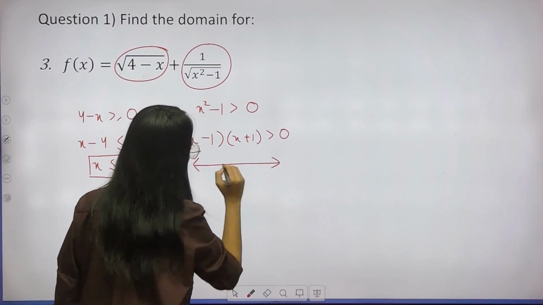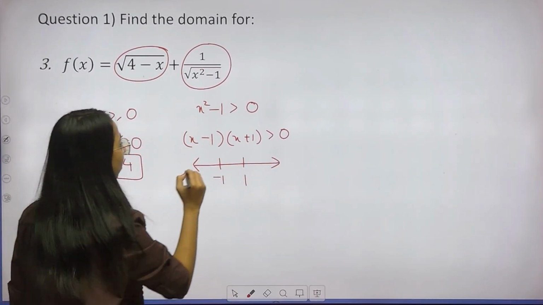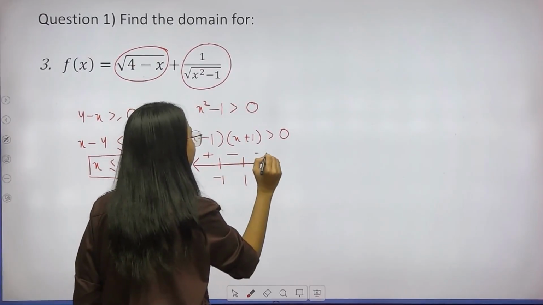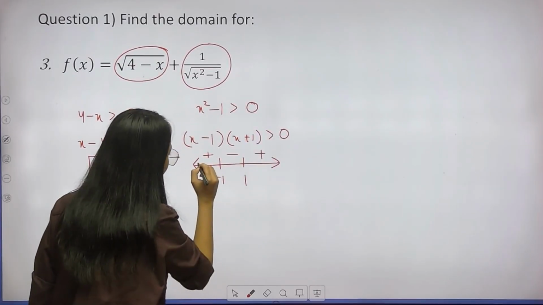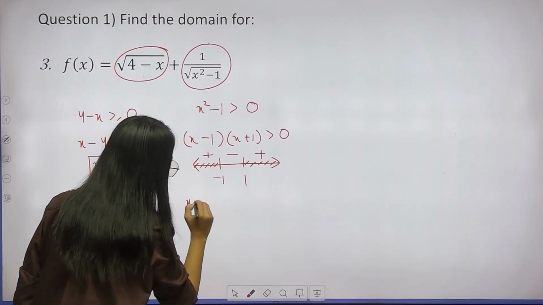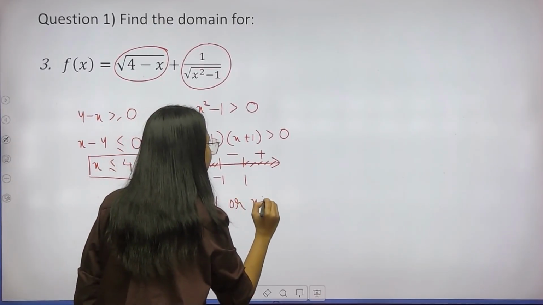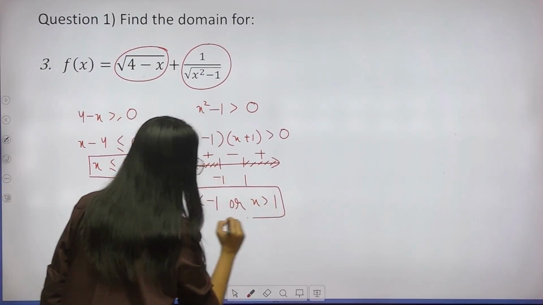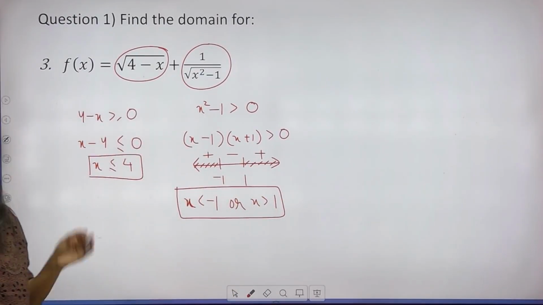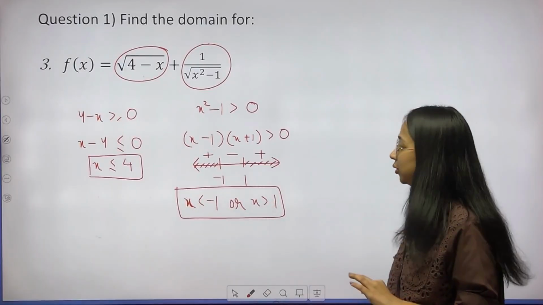Okay. Now we have two critical points, minus 1 and 1. So here we'll get positive, negative and positive. And we need the positive region only. So it is this and this, which makes it x is less than minus 1 or x is greater than 1. Okay. So for the final answer, we'll take the intersection of these two particular values.